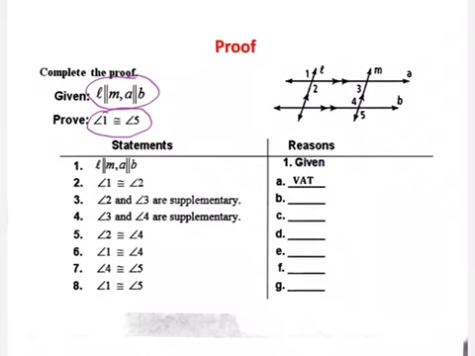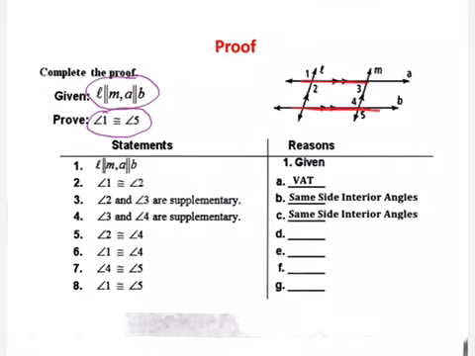Then they talk about 2 and 3 being supplementary. Well, if we're dealing with parallel lines, those are same side interior angles. So we're going to say same side interior angles. Then they tell us 3 and 4 are supplementary as well. But if we have parallel lines here and here as well, those would also be same side interior angles. So we have the same reason used twice there.